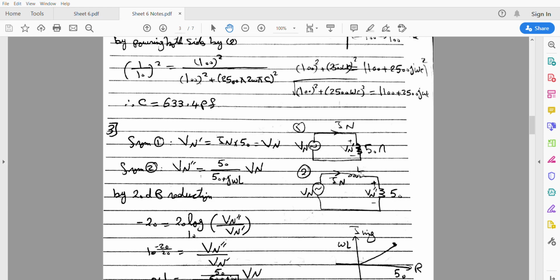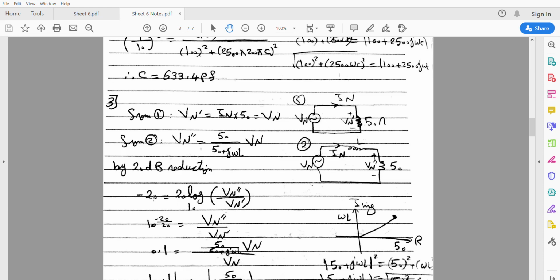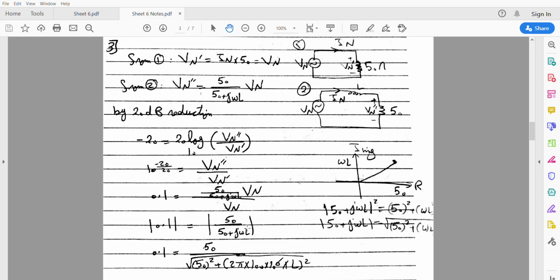So now to get the value of Vn double dash, we use a voltage division. So just this resistor 50 over 50 plus the value of L, which is equal to j omega L, multiplying the source voltage which is equal to Vn, we will get this equation. Since it is given that when the inductor is inserted in series with this circuit, the noise voltage will decrease by 20 dB. Since there is a reduction, we must put a negative sign here. So negative 20 equals 20 log 10 of the ratio between Vn double dash over Vn dash, and we will get this value, which is equal to 0.1, the absolute of 50 over 50 plus j omega L.